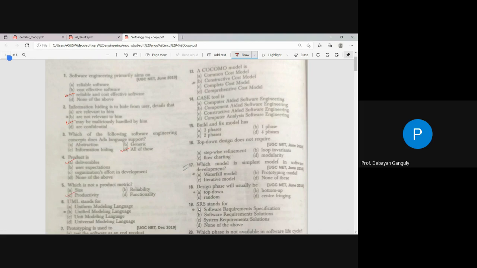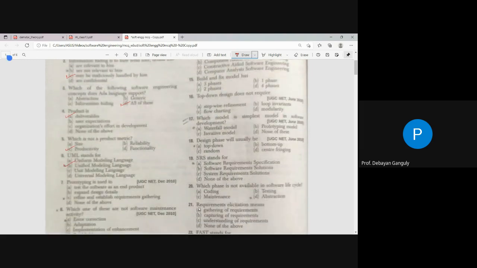UML, you know that, Unified Modeling Language. That is one of the approaches. There are lots of diagrams out there, collaboration diagram, use case diagram, activity diagram. They are all under UML, Unified Modeling Language. Question number 7, prototyping is used to, of course, refine and establish the requirement gathering.